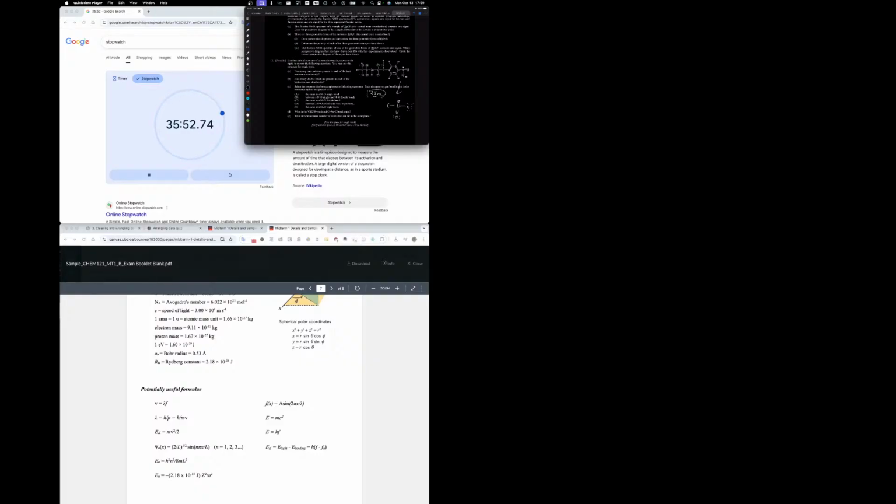So lone pairs present: 1, 2, 3, 4, 5, 6, 7, 8, 9, 10, 11, 12, 13, 14, 15, 16, 17, 18, 19, 20. So this would all be 20 lone pairs. And then we'd have 21, 22, 23, 24, 25. 25 lone pairs. Double bonds, we'd have 1, 2, 3, 4, 5.